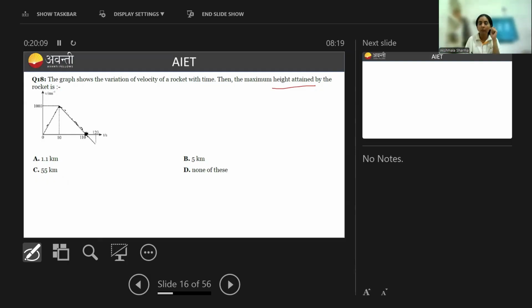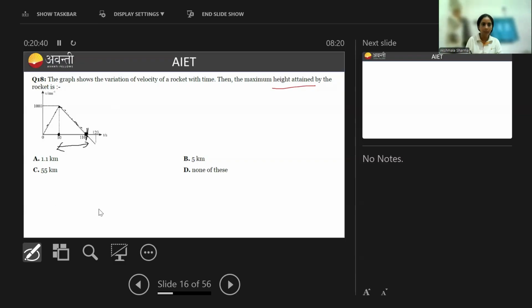It means whatever value of displacement is at this point, that is the maximum height, right? Then how to calculate it? We know that area under VT curve gives us change in displacement. So suppose we know what is displacement at 10 seconds, and what is the change in displacement in this duration, then we can calculate what will be displacement at t equal to, sorry, this is time, right? Yes, at t equal to 110 second.